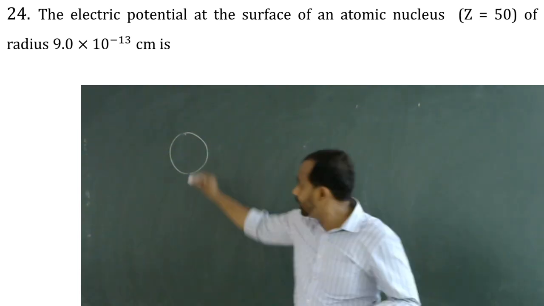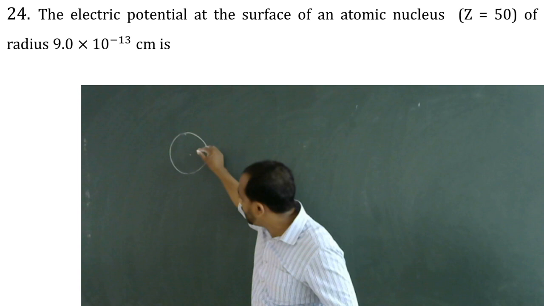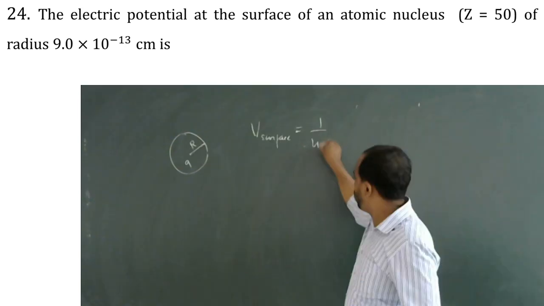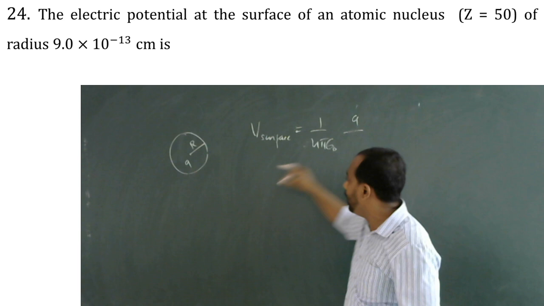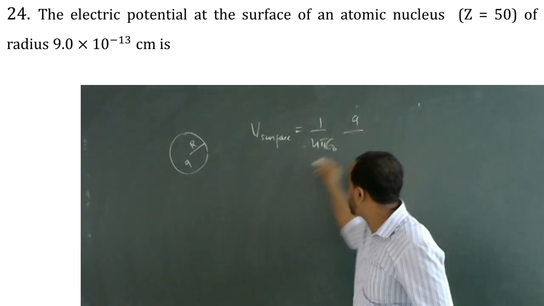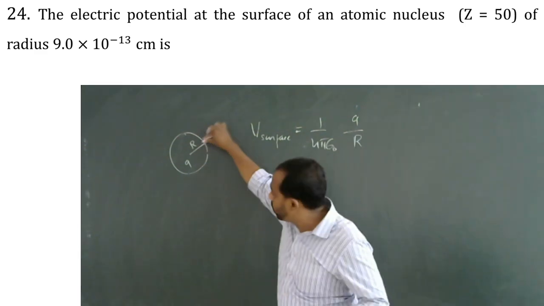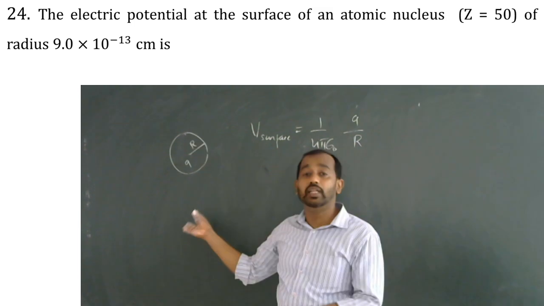So what is the total amount of charge? It will be equal to Q, and the radius represented as R. The potential at the surface, V surface, will be equal to 1 by 4 pi epsilon naught into Q divided by the radius R. Inside, it changes because the distribution of the charge will be different. It is not a conductor. So as we move towards the center, the potential will still increase. It will be more than V surface, but at the surface it will be equal to this much.